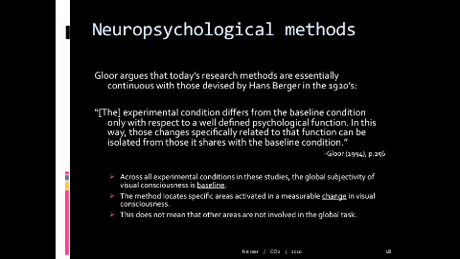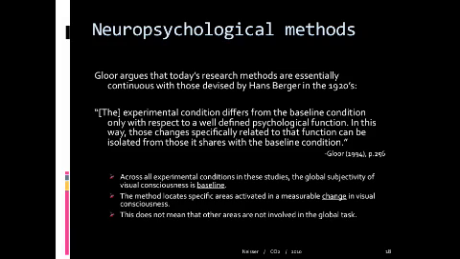Neuroscientist Pierre Glure has argued that today's neuropsychological research methods are essentially continuous with those first devised by Hans Berger in the 1920s and 30s. Quoting, "The experimental condition differs from the baseline condition only with respect to a well-defined psychological function. In this way, those changes specifically related to that function can be isolated from those it shares with the baseline condition." Close quote. It's talking about measuring changes in an ongoing process.